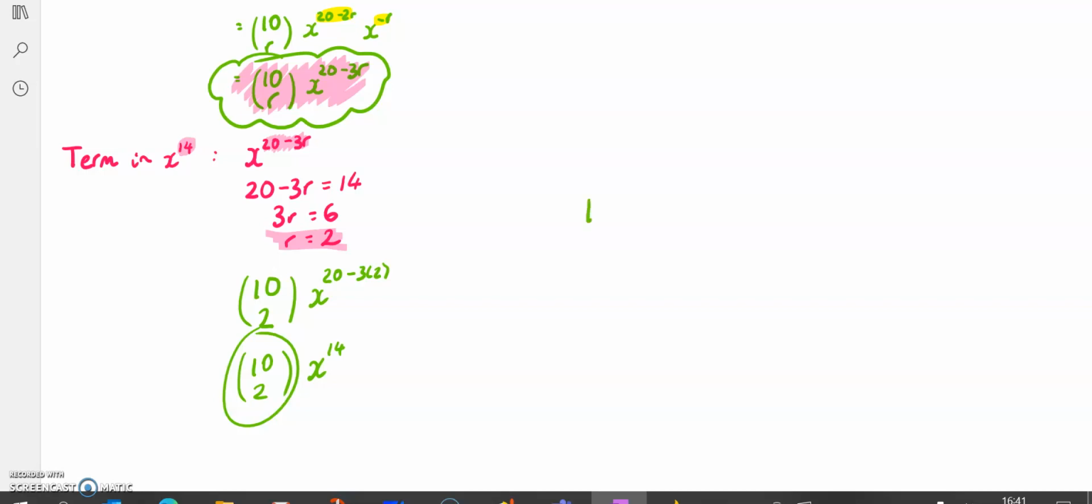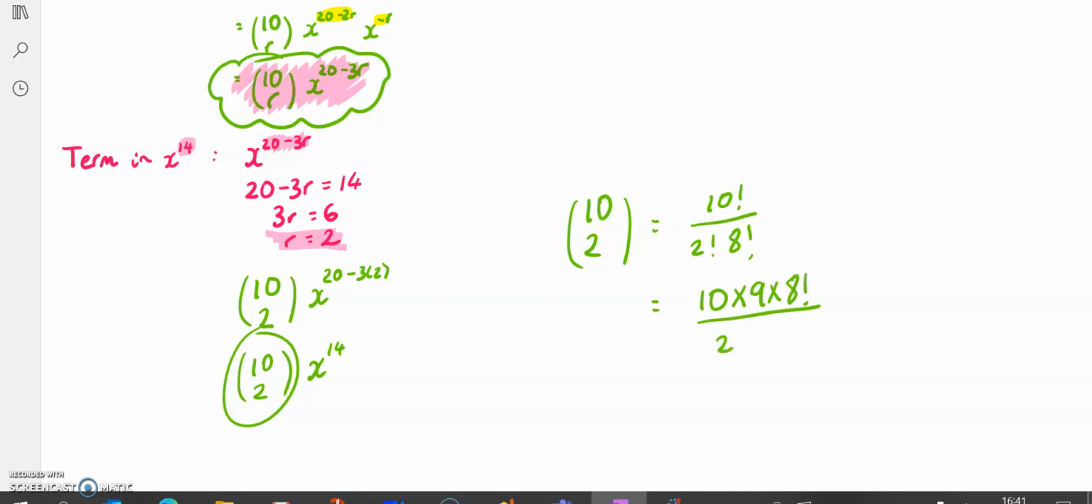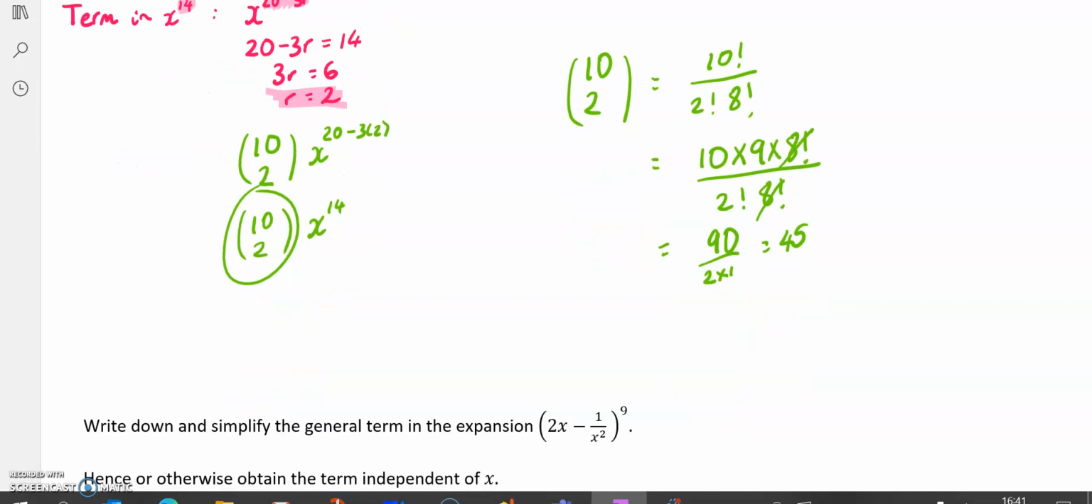So we can just do this at the side. 10 choose 2. We can do 10 factorial over 2 factorial, 8 factorial. We can do some simplification if we rewrite our numerator: 10 times 9 times 8 factorial over 2 factorial, 8 factorial. These 8 factorials can simplify. We're going to be left with 90 over 2 times 1, which is 45. So therefore, the term that we're looking for is 45 x to the 14. So the answer here, the coefficient is 45.